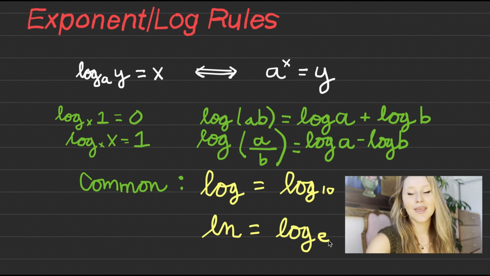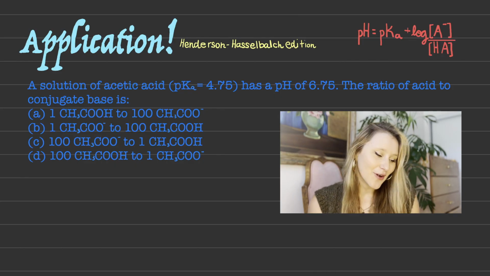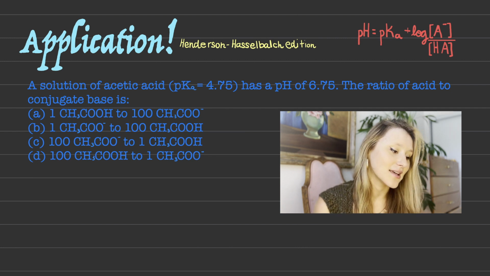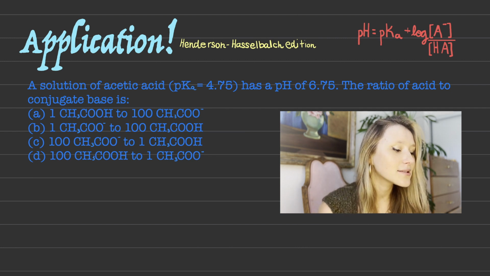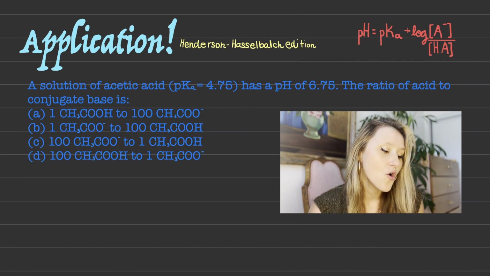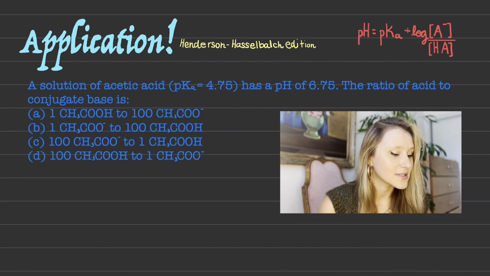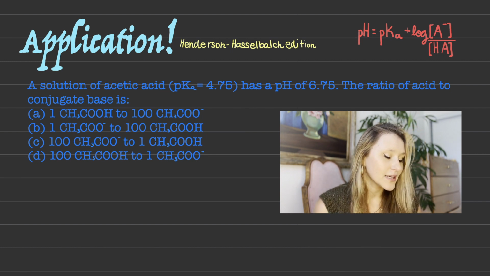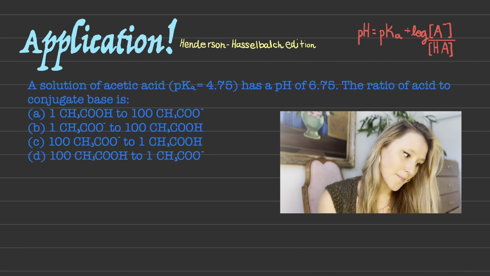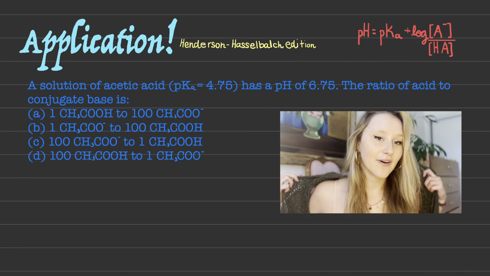Make sense? Good. It's time for an application. Okay, we have a solution of acetic acid, and we have the pKa here, and we know that it has a pH of 6.75. The ratio of acid to conjugate base is, let's find out.